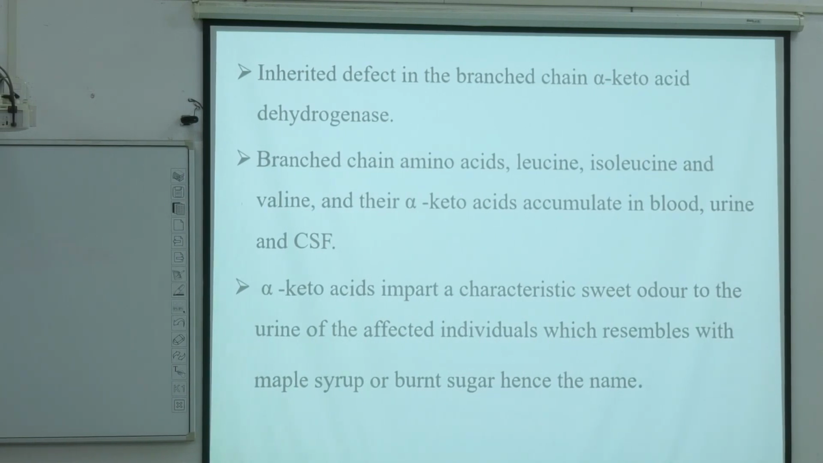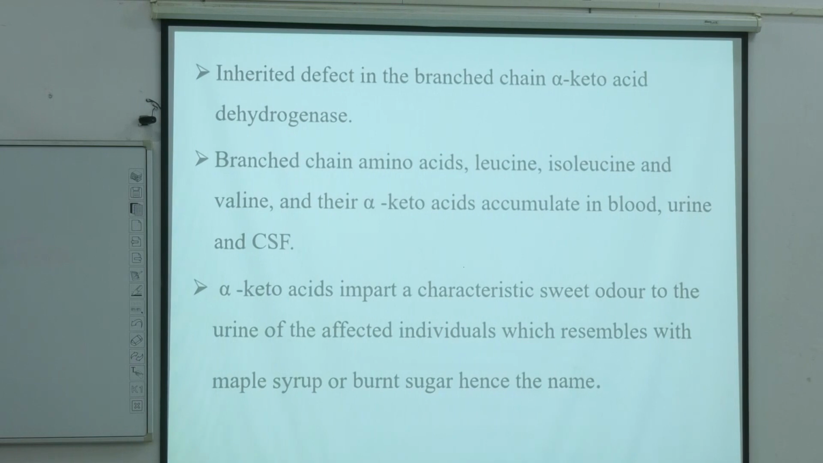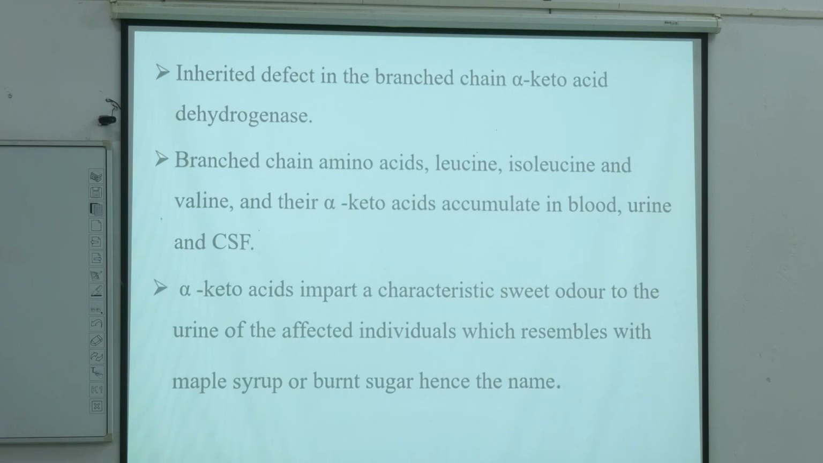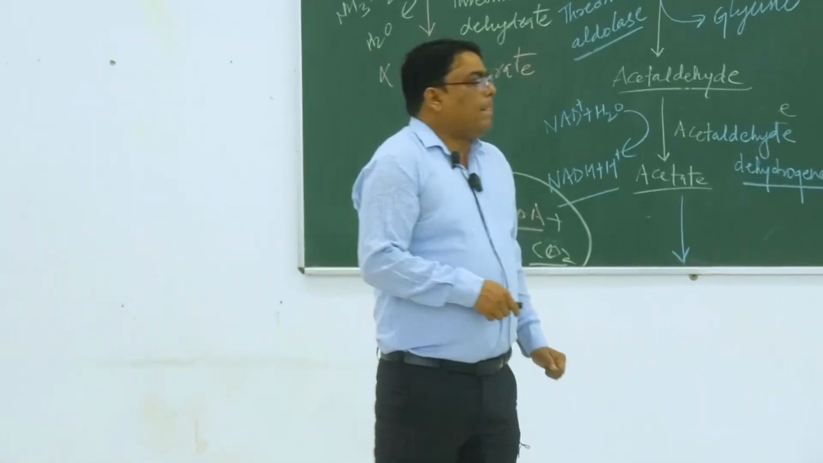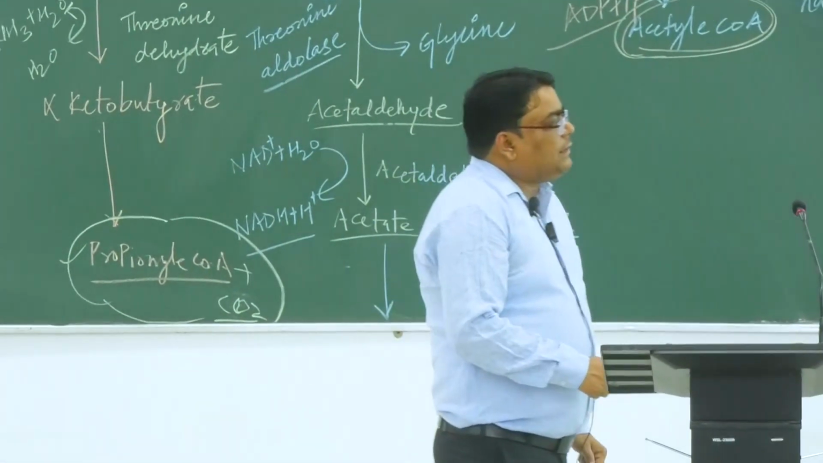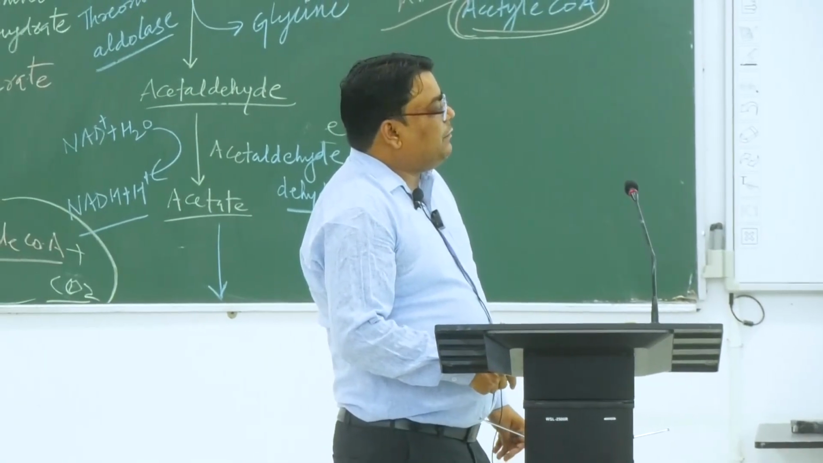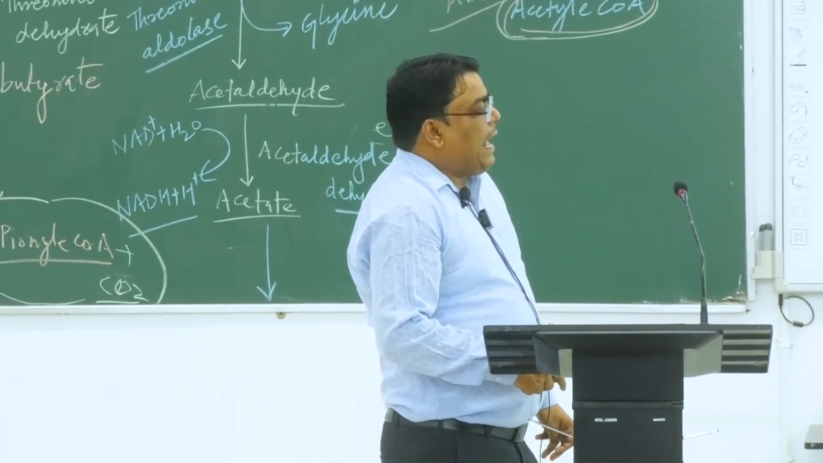You already know the central dogma. It is a genetic defect. There is no formation of the enzyme, and due to this, the branch chain amino acids isoleucine, leucine, and valine accumulate in blood, urine, and cerebrospinal fluid. The accumulation occurs because they are not metabolized. Due to the alpha keto acid, there is a characteristic sweet odor to the urine of the affected individual, resembling maple syrup or burnt sugar, hence the name.